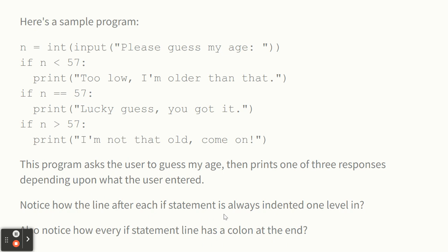So if you look up here, here's a sample program, just a 7-line program. I'm asking the user, please guess my age. So n equals int input, and then parentheses, and please guess my age. And now I'm checking. Hey, if n is less than 57, print too low, I'm older than that. If n is equal 57, lucky guess you got it. And if n is greater than 57, I'm not that old, come on.